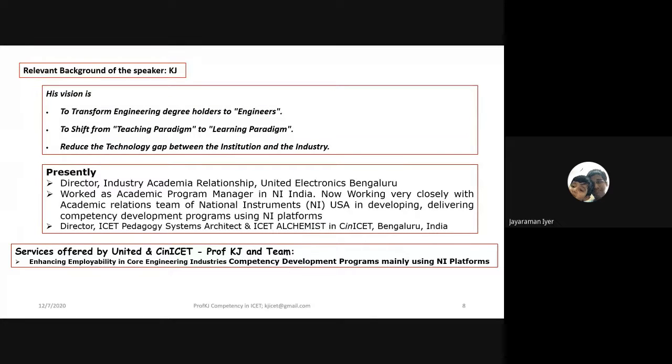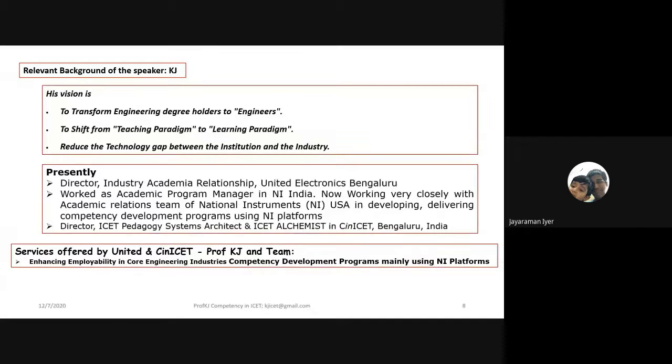Okay, reduce the technology gap. This is what I have done in many institutions as a part-time faculty or a visiting faculty. The gap between the institution and industry. You are in Nagarjuna Engineering College. I have visited. I was at Reva Institute of Technology, where I was a visiting professor. Okay, and I used to be there. I am actually handling industry-academia relationship in United Electronics. United Electronics is a small company in the suburb of Bangalore, and I am one of the directors. I am only talking about the academia. I will never go to the industry for working.